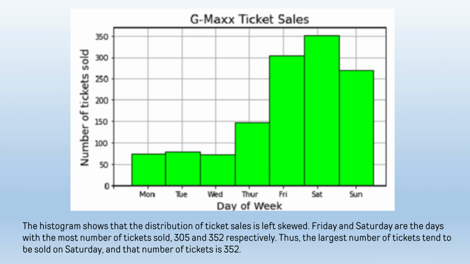Let's take one example. You can see in this histogram ticket sales across a week. You can see that sales peak on Friday and Saturday, 305 on Friday and 352 on Saturday. The most tickets were sold on those days, and thus the largest number of tickets was sold on Saturday, and the number is 352.